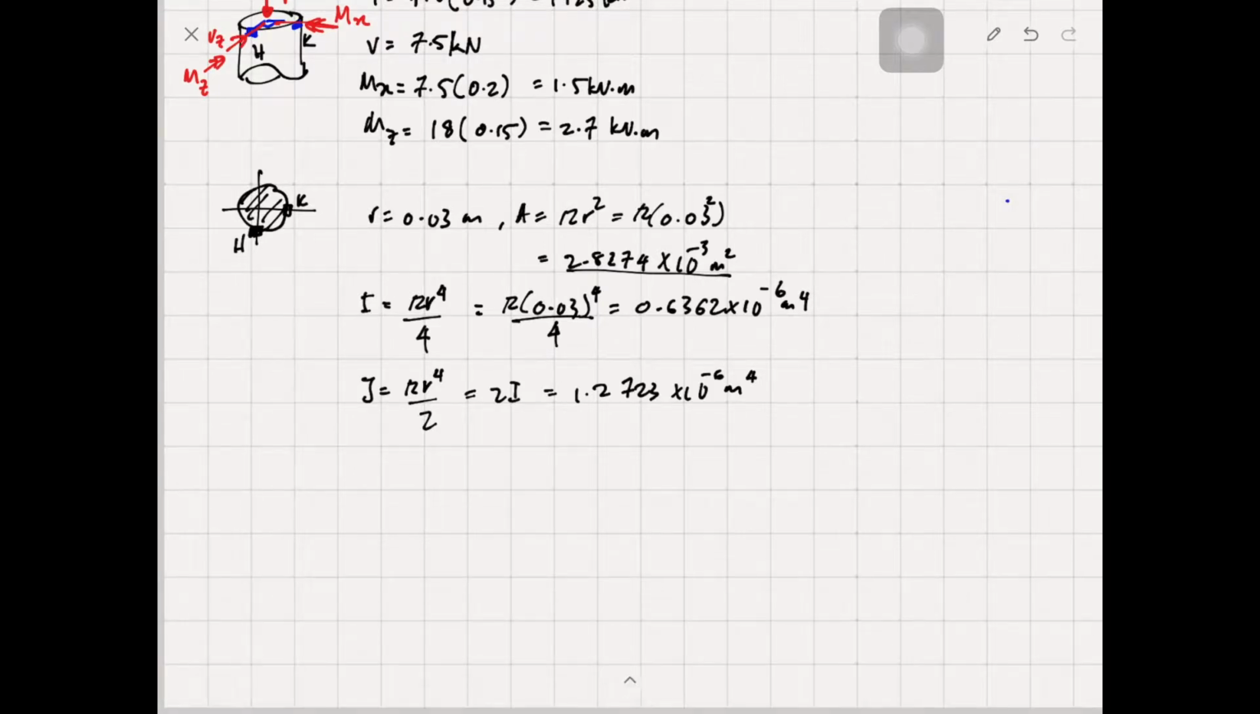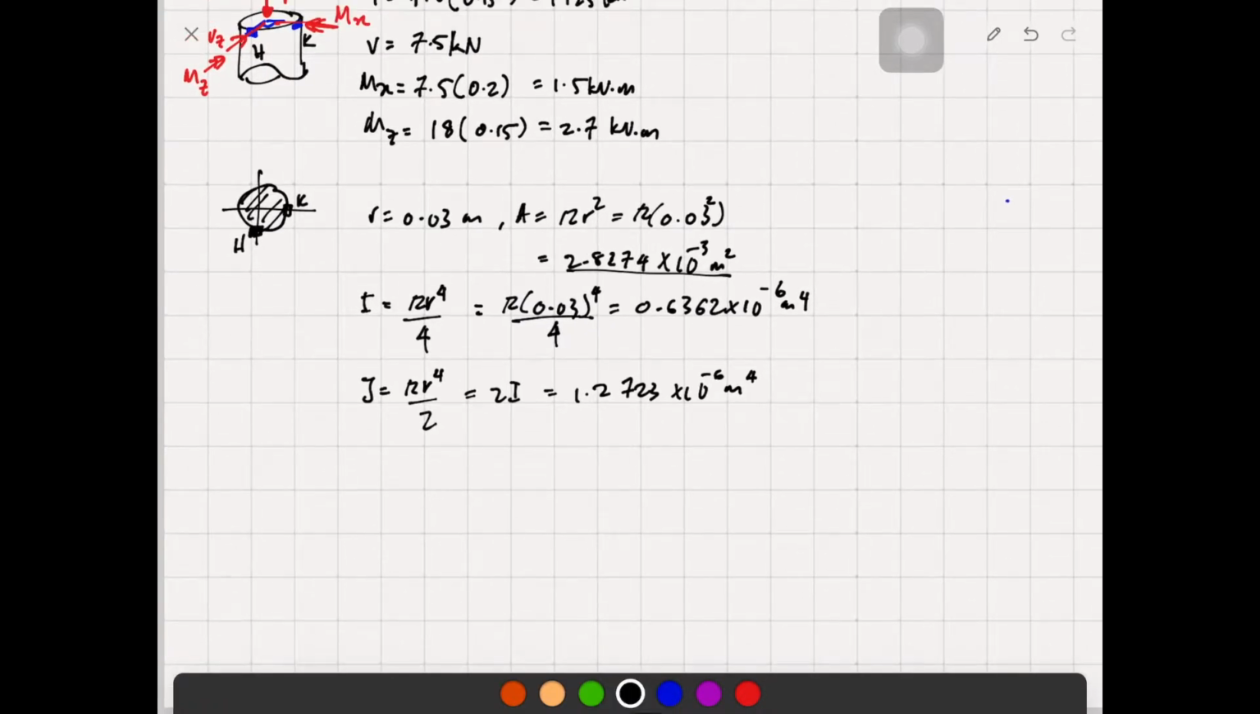Now this is the part which is interesting. This is Q. Q for a shaft, for a circular cross-sectional area, we have 2/3 r to the power of 3. This is the simplification of this. This is 2/3 times 0.03 to the power of 3, which equals 18 times 10 to the power of -6 meter cubed.